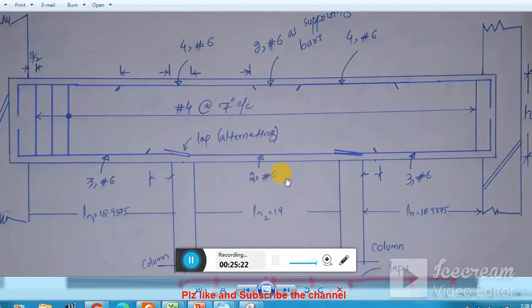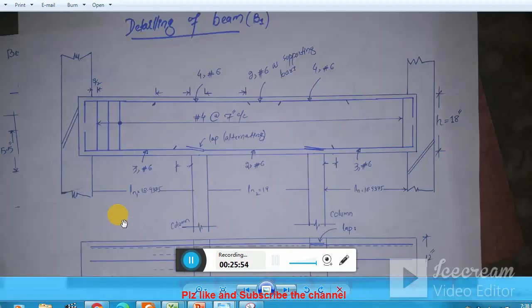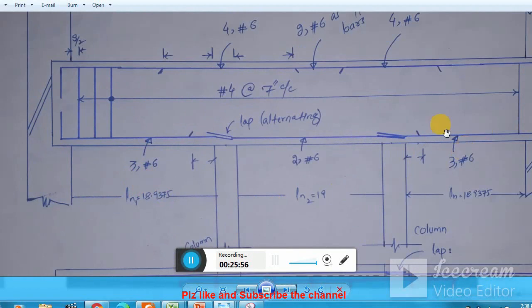You see that 2 bars, basically 2 number 6 bar as supporting bar, that is minimum reinforcement. Okay, supporting bar, and here you have 4 number 6 bar, and here again you have 4 number 6 bar. You see the lap zones, but the lap you have to provide will be an alternating lap. Remember, I will also share the lap lengths, that is whether it will be 50d or 45d. Inshallah, I will share that table of ACI. You see the span width, and you see the hook, that is 12 db.